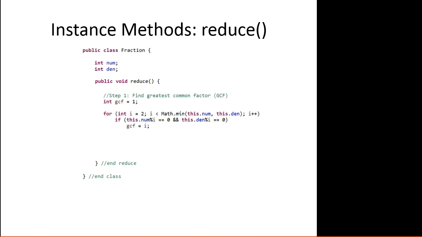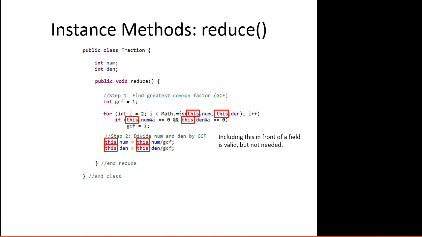So this is a two-step process to reduce a fraction. We're going to find the greatest common factor, and then we're going to divide both the numerator and the denominator by this greatest common factor. Notice nothing is returned here, but the fraction that invokes this method will be changed when it's done. So when this is done, if G has invoked reduce, G will be changed even though nothing is returned.